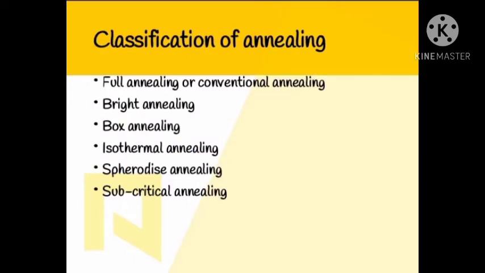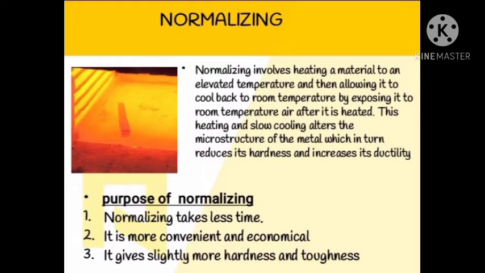So now, classifications of annealing: full annealing or conventional annealing, bright annealing, box annealing, isothermal annealing, spheroidized annealing and subcritical annealing.